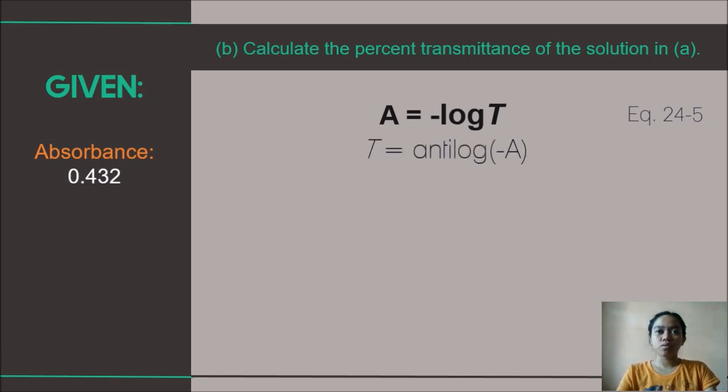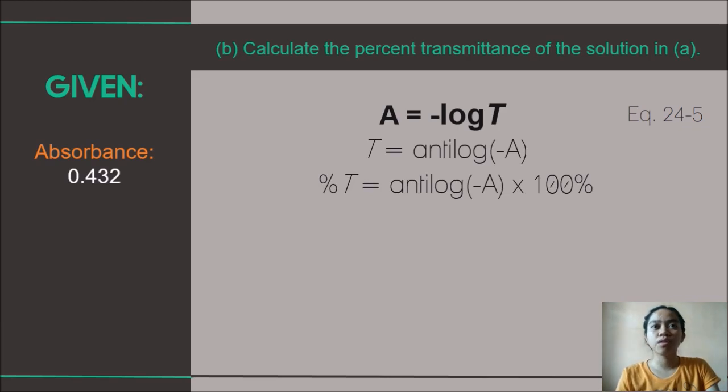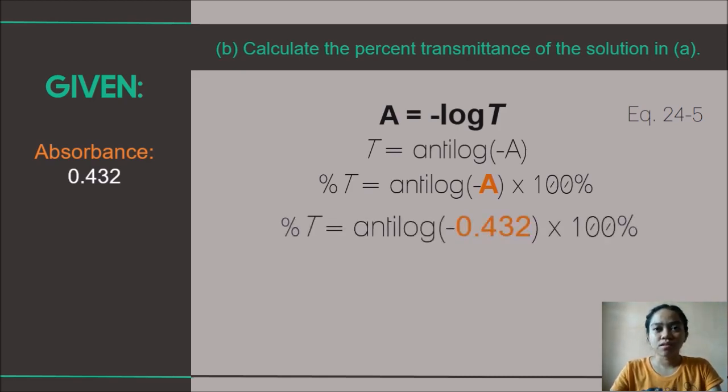So we need to isolate T. T will be equal to the antilog of negative A. It is again a direct substitution, but we want the percent transmittance, not just the transmittance. For us to get that, we just need to multiply by 100%. The A here is the value that we solved earlier, 0.432. Then multiply everything, and we'll have 37% for our percent transmittance.